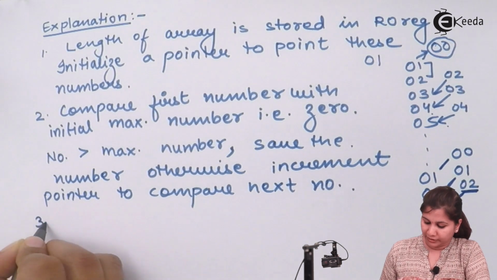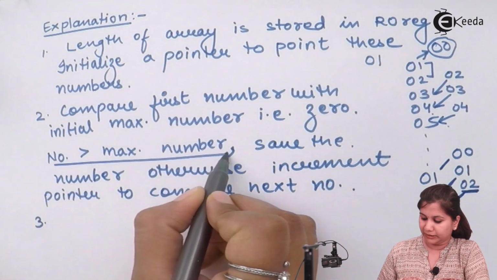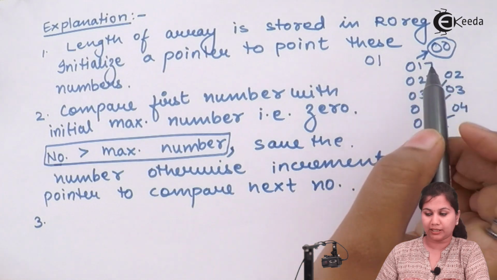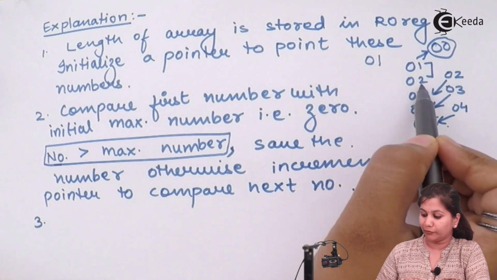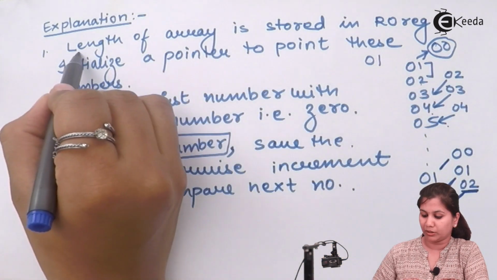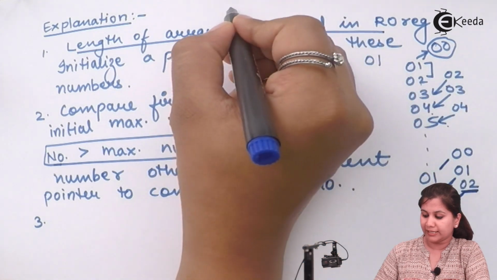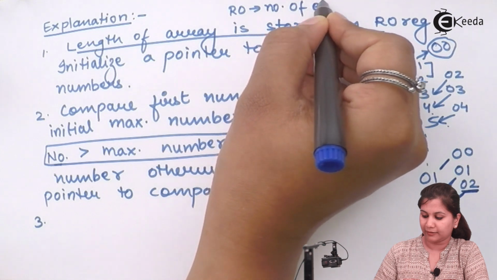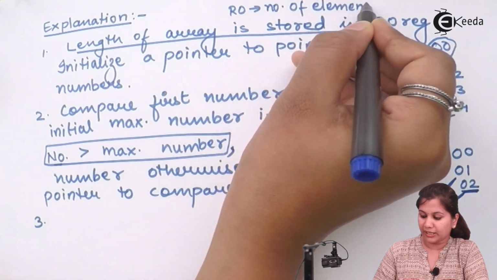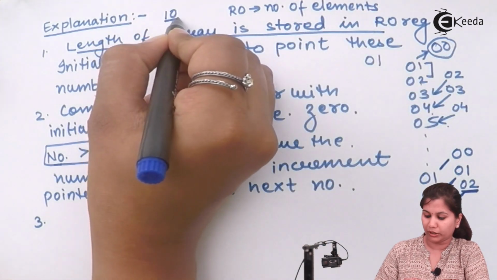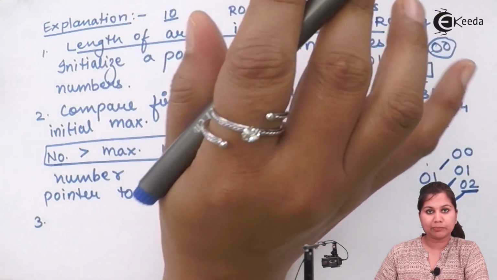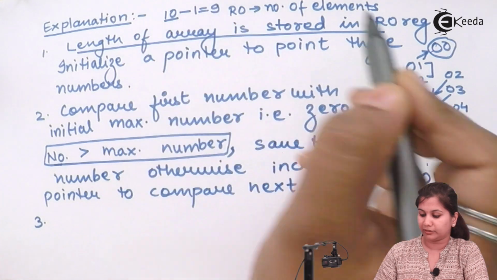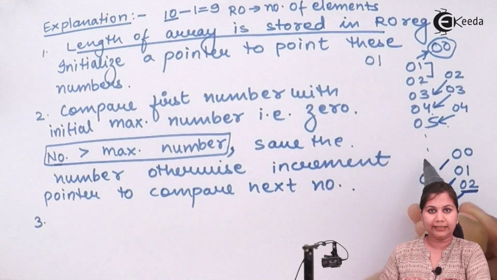Now when the first comparison is being done, what we have to do is decrement this counter, because we have initialized R0 as the number of elements in the array. So suppose there are 10 elements. The first comparison is being done, so we have to decrement it. It will now become 9. The remaining numbers are 9 numbers.